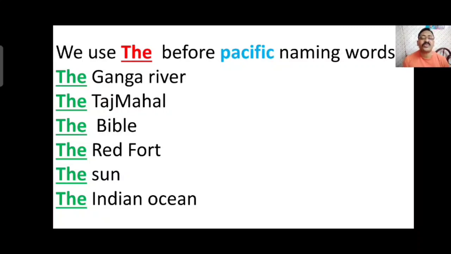The Indian Ocean, the name of an ocean, the Pacific Ocean, the Arctic Ocean, the Antarctic Ocean. All these are names of oceans. So before the name of any ocean we can use the. So the is generally used before a specific naming word, and a specific naming word means the name of a particular thing. Before those nouns we will use the.